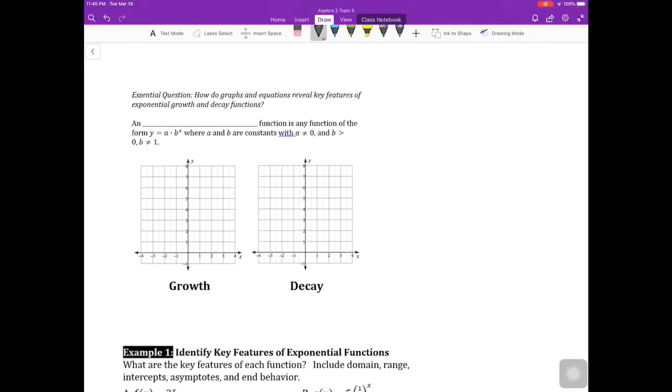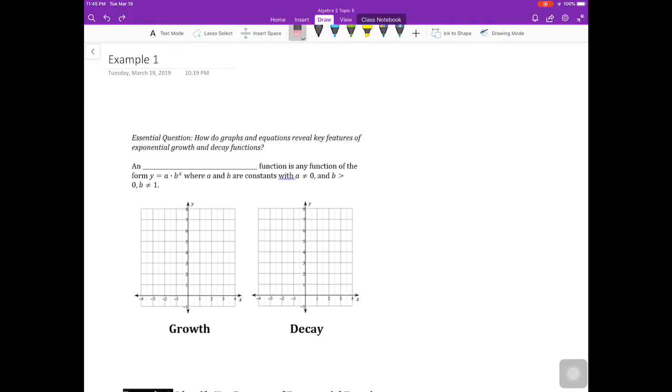We are here today in 6-1, which is exponential functions. And today we're going to start off talking about the key features of exponential functions. So an exponential function, you're going to write that in your box, is any function of the form y equals a times b to the x.